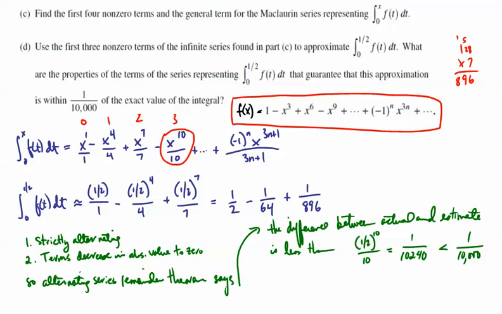So because this is an alternating series, that's what they're trying to get at here. Because this is an alternating series, strictly alternating, terms decrease in absolute value to 0, so the alternating series remainder theorem kicks in, and it says that the difference has to be less than the first excluded term, which is x to the 10th over 10, evaluated at 1/2, is 1 over 10,240, which is less than the given 1 over 10,000. And that does it for this part and for this problem.